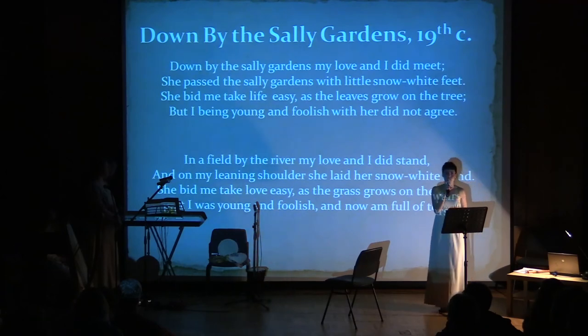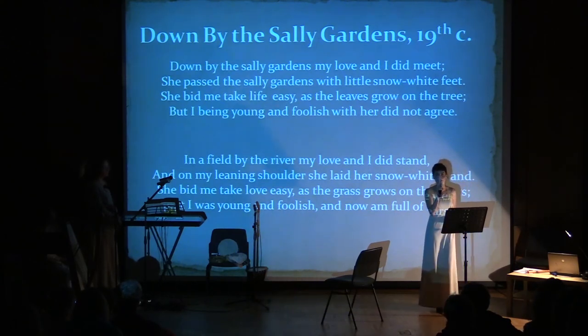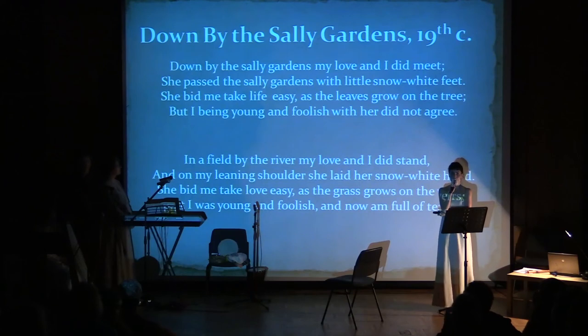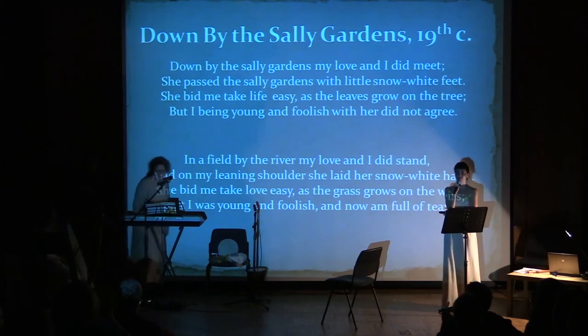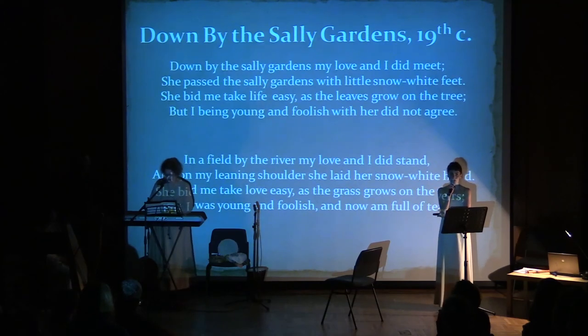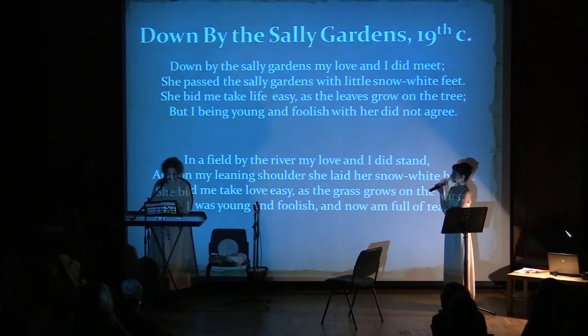The final song we're going to sing tonight is a beautiful song. It's called Down by the Sally Gardens. It was recorded in a village around the late 19th century, and it is based on a folk song. However, only the first verse, the first two phrases of the song, are original folk song words, and the rest were written. We're going to try and sing it for you right now. So, Down by the Sally Gardens.